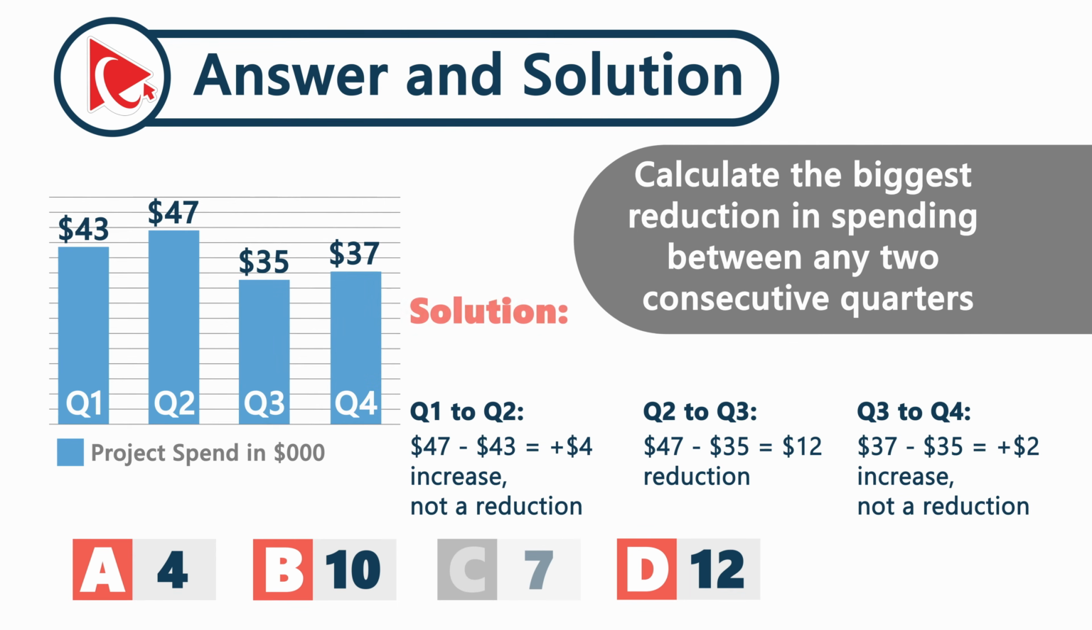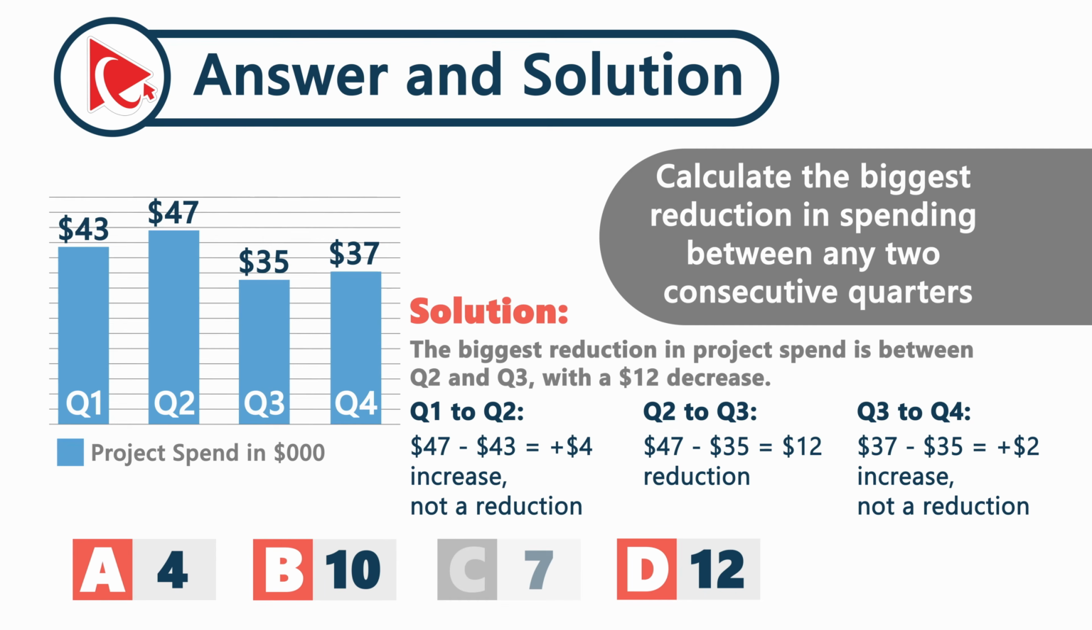Based on all of this information, the biggest reduction in project spend is between Q2 and Q3 and amounts to $12,000. So the correct answer here is choice D, 12.